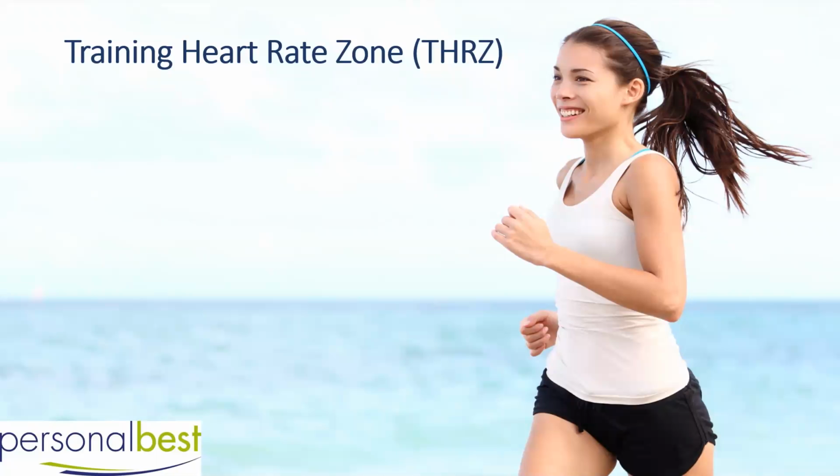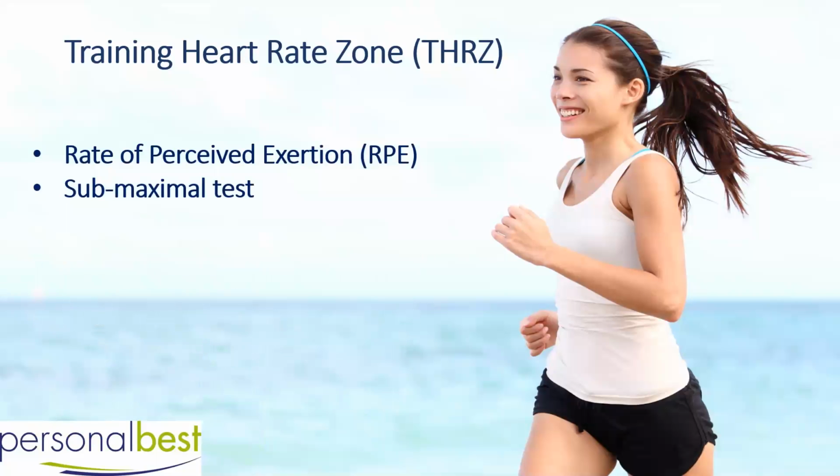Looking at the training heart rate zone, it is difficult to establish a client's training heart rate zone accurately without establishing their maximal heart rate. At Personal Best, however, we unfortunately do not have a suitable environment with which to conduct such a test. Therefore, the most effective means of establishing a client's training heart rate zone is to use rate of perceived exertion or a submaximal test. These can be used in conjunction with establishing how long a client can maintain a particular level of exertion. That is, how long in each of the different training phases.